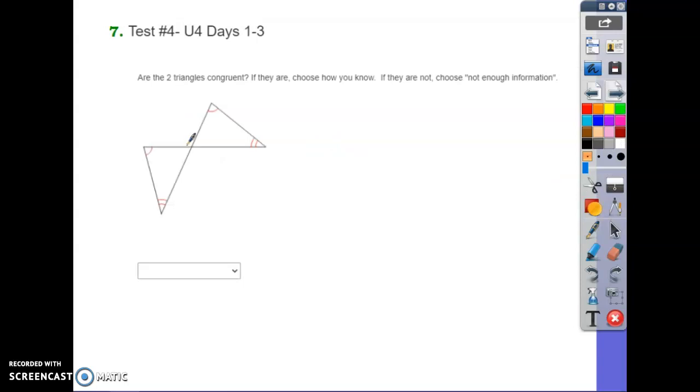Number 7, we do have vertical angles, but when I take a look here, that's going to be angle, angle, angle. That is not a way to prove triangles congruent. That's actually a way to make them similar. So that's not enough information.